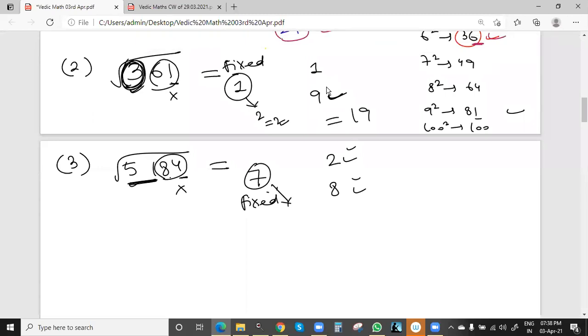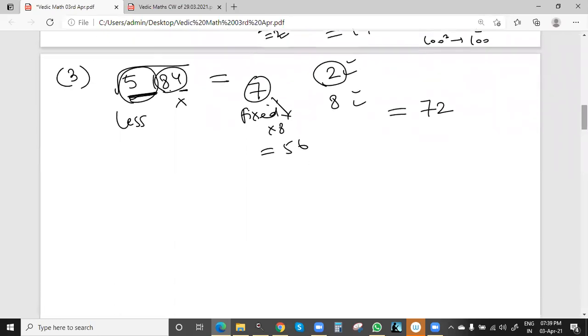So we multiply the 7 with the next value 8. It is 56, and we compare it with 51. 51 is less than 56. Less means we take the lesser of 2 and 8, which is 2. So 72 is the value. Correct. By this method, we can find the square root of any perfect square.